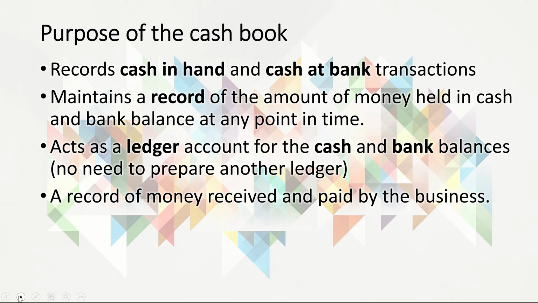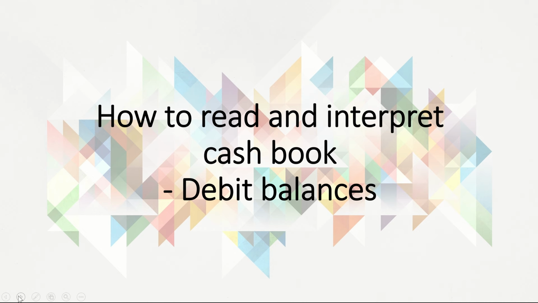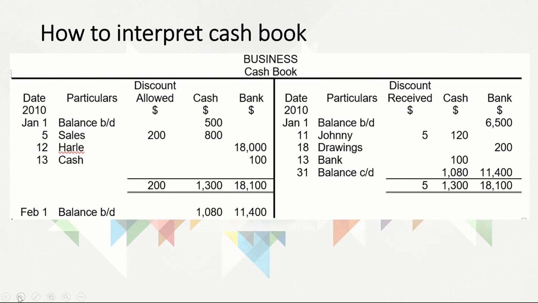We will talk about how to read and interpret the cash book, debit balances, credit balances, and how to calculate the balance brought down at the end of the month. So firstly, this is how your cash book looks like. There are three columns, columns for discount, cash, and bank. There's also kind of like a T in the middle, dividing the cash book into the left-hand side column and the right-hand side column.